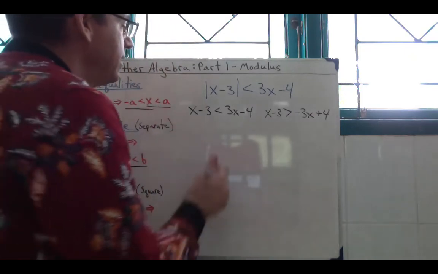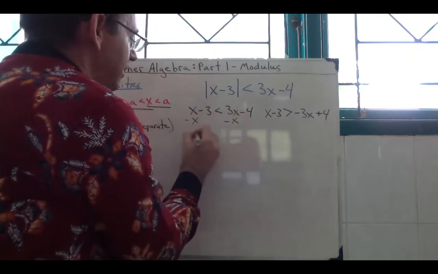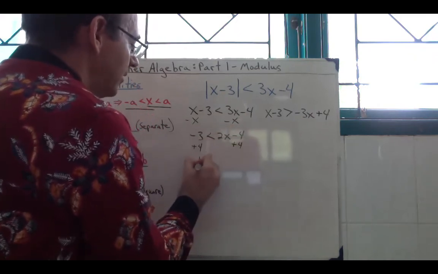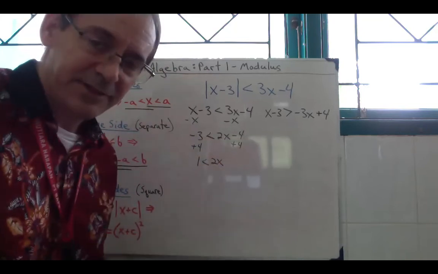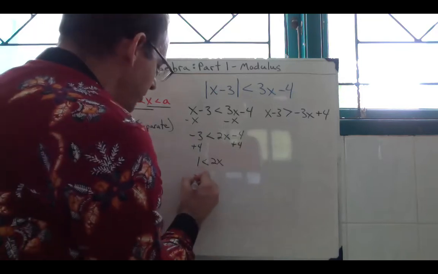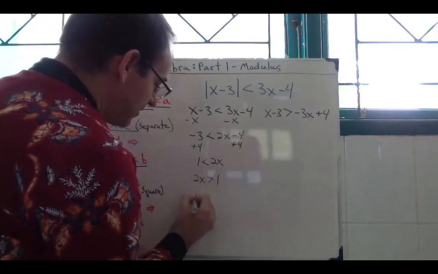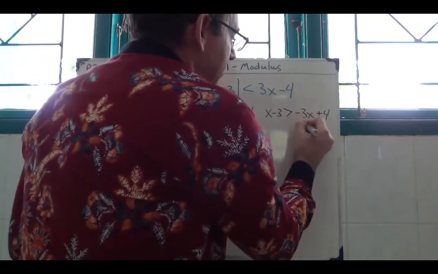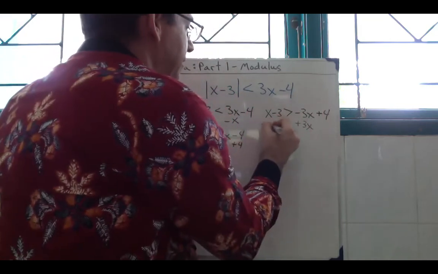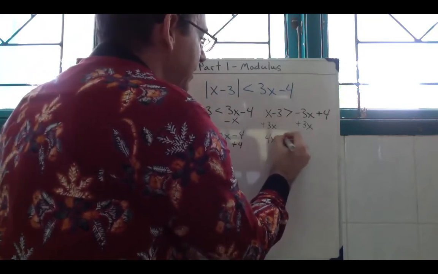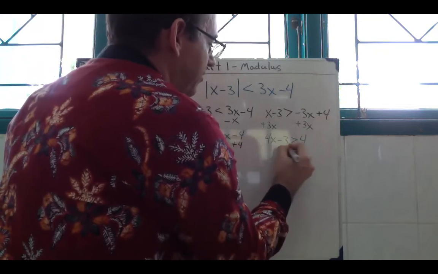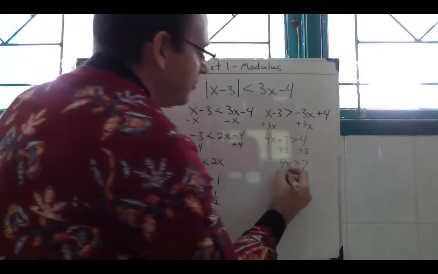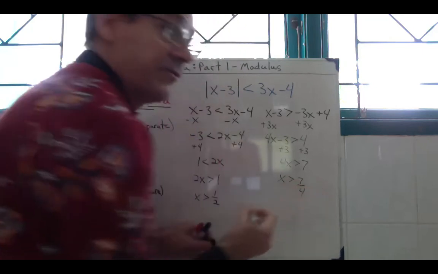Now it's just a matter of solving. If we subtract x from both of these, we get negative 3 less than 2x minus 4. Add 4, 1 less than 2x. I like to have the x in front, so I'm going to switch it around and put 2x greater than 1. So that means that x is greater than 1/2. When we come over here, we add 3x. I like my x's positive. So add 3x, that gives us 4x minus 3 greater than 4. Add 3 to both sides, 4x is greater than 7. Here you can see this is just basic algebra. x is greater than 7/4.